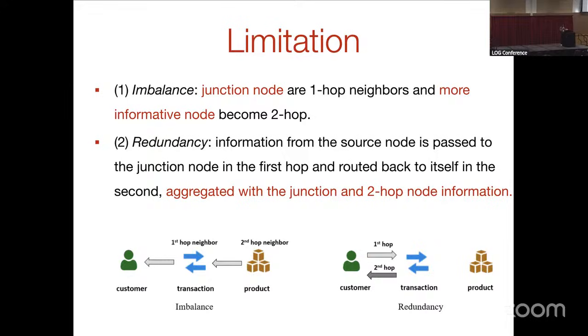As soon as we increase the number of hops, the information that we want to incorporate becomes very challenging in terms of scale. So we may want to focus on this. And the second thing is the redundancy. Let's say I want to apply a GNN at the transaction node in the second hop. Some of the information from the source node may be passed to the junction node, which is not important, and it may create redundancy in that case.